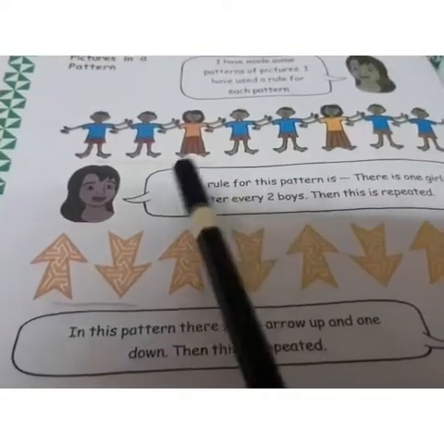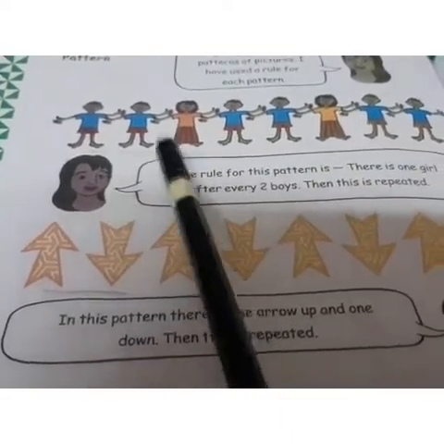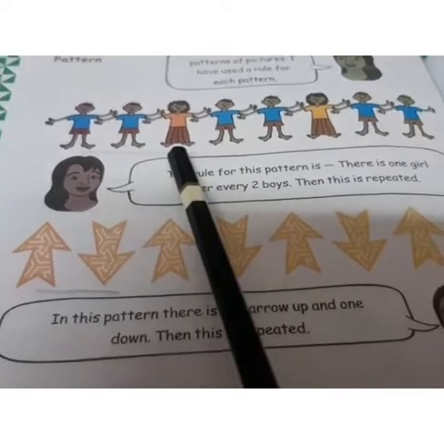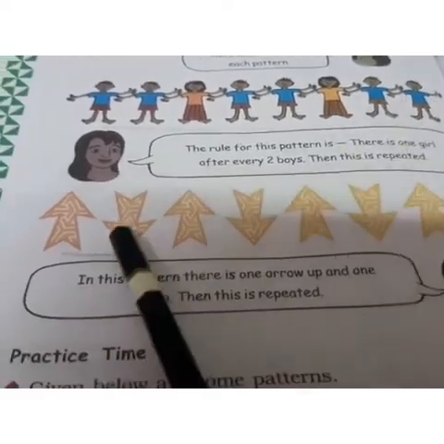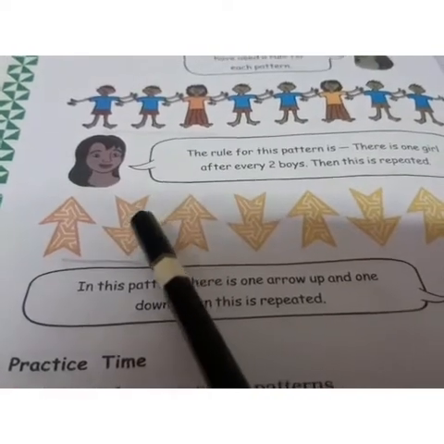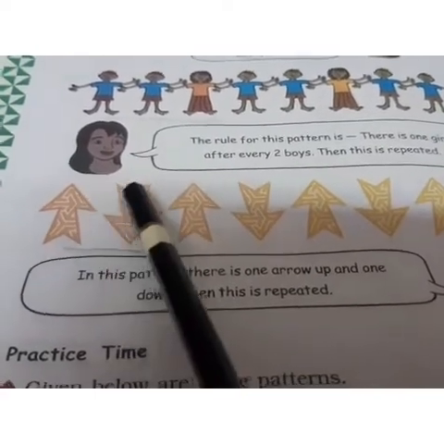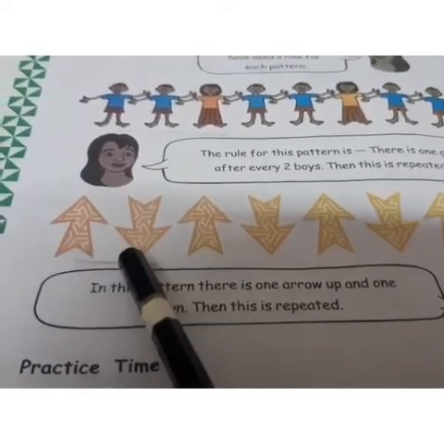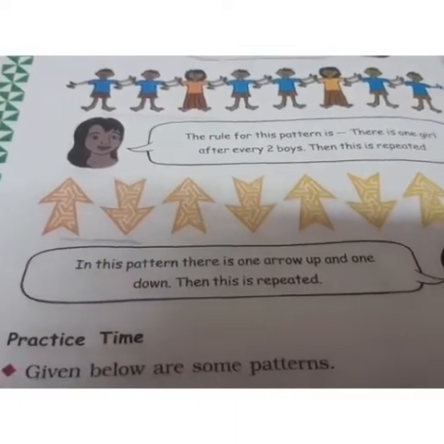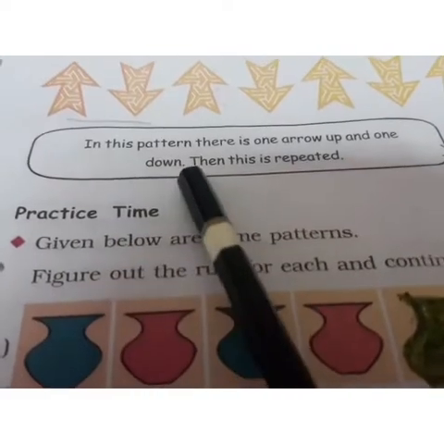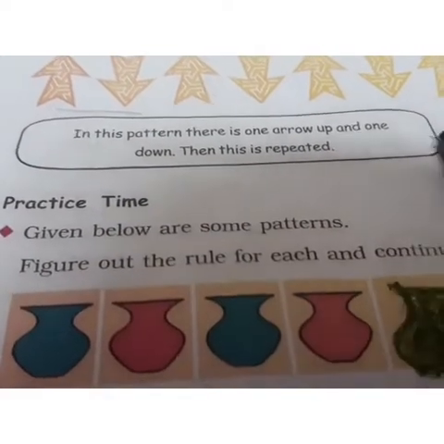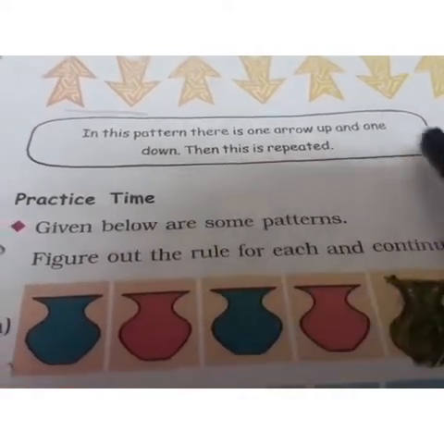Now, dear children, we can see that in this first pattern, 2 boys and 1 girl was the pattern, and the same pattern was repeated. In the second pattern, what was the rule? The rule was that 1 arrow up and 1 arrow down. That was the pattern, and the same pattern was repeated. Now, in the picture, there is 1 arrow up and 1 arrow down, then that is repeated.